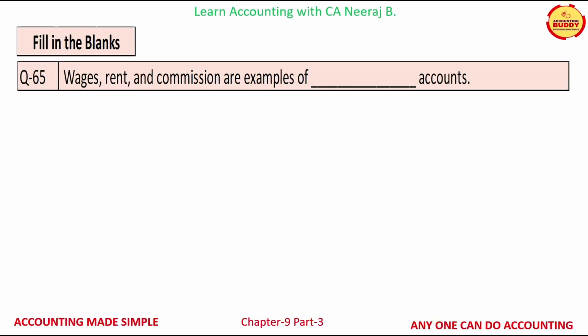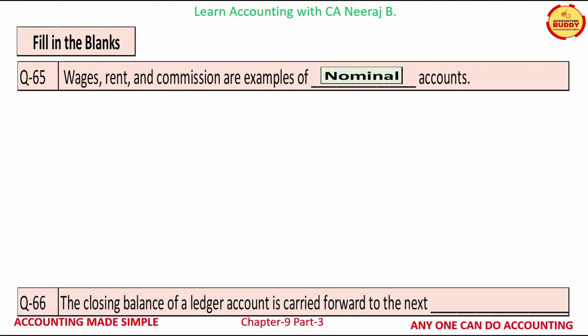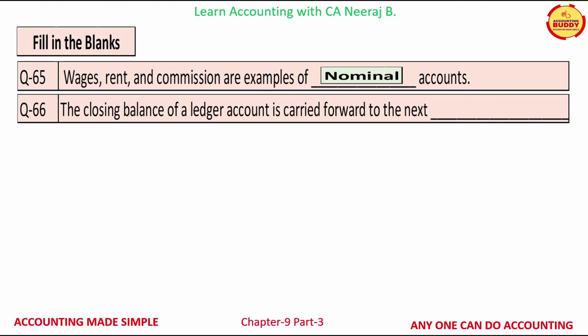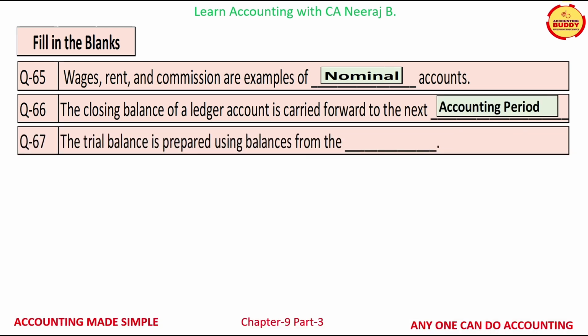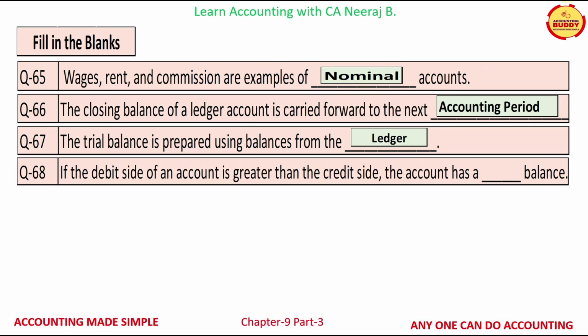Question number 65 is, wages, rent and commission are examples of dash account, and the correct word is nominal account. Question number 66, the closing balance of a ledger account is carried forward to the next dash, and the correct word is accounting period. Question number 67, the trial balance is prepared using balances from the dash, and the correct word is ledger. Question number 68, if the debit side of an account is greater than the credit side, the account has a dash balance, and the correct word is debit balance.